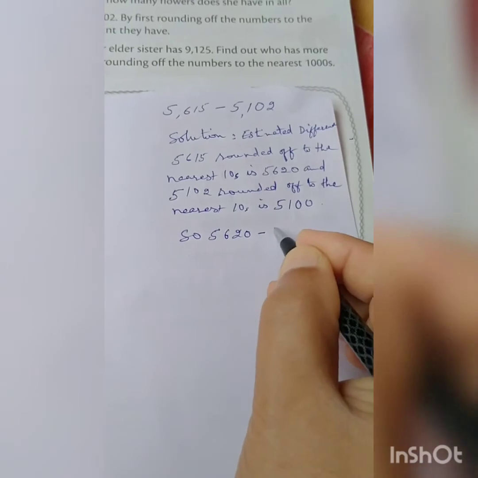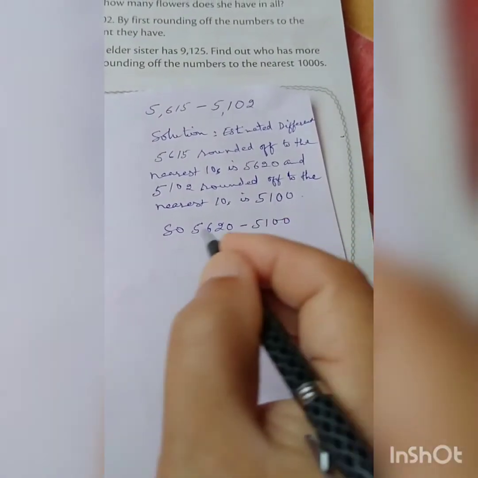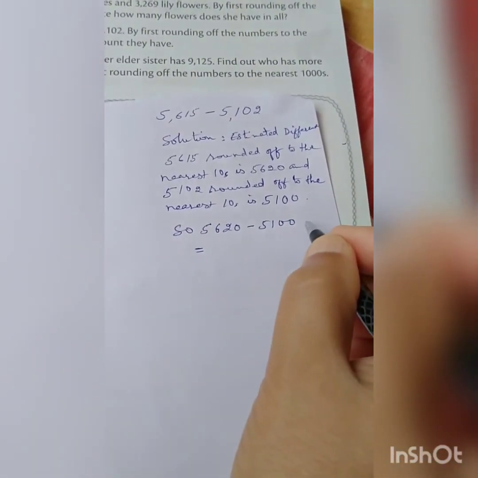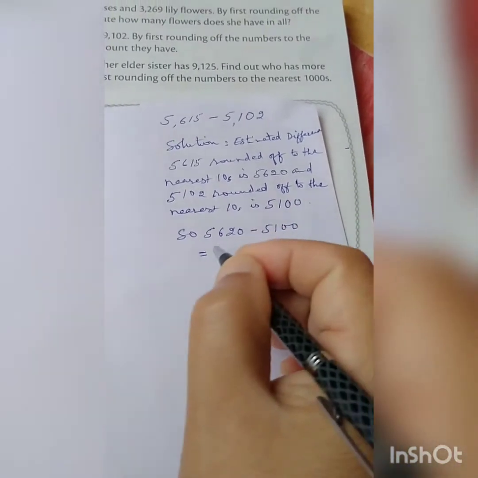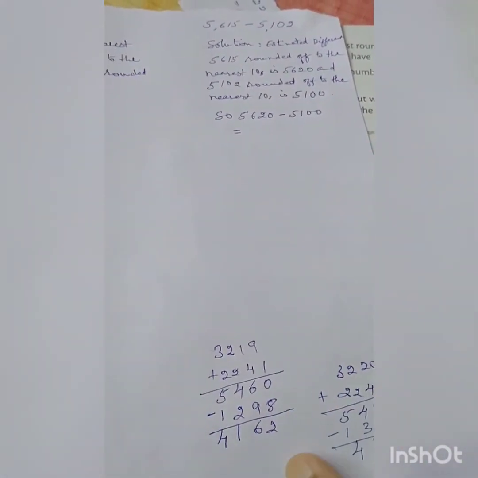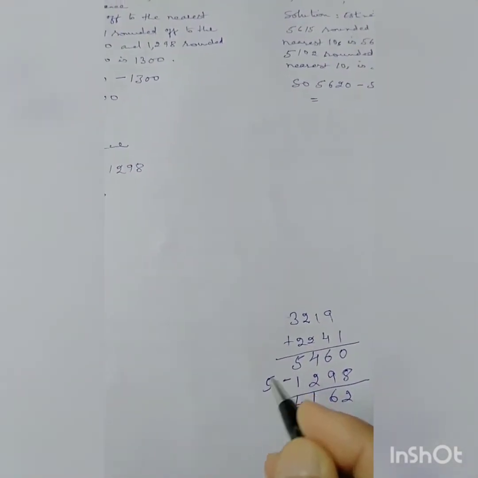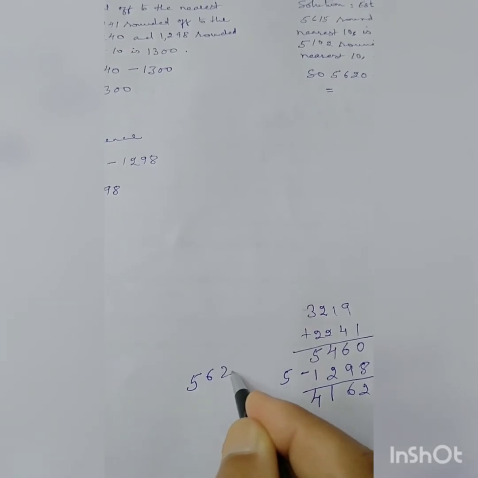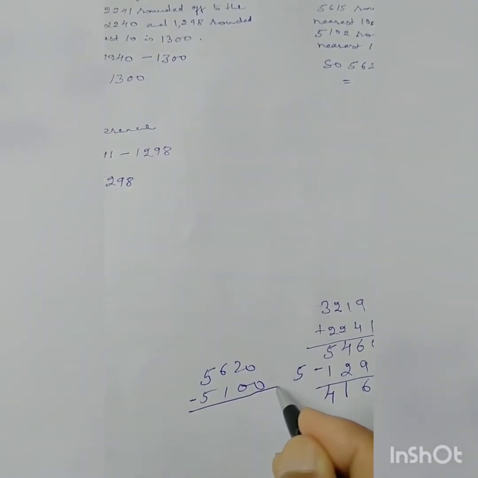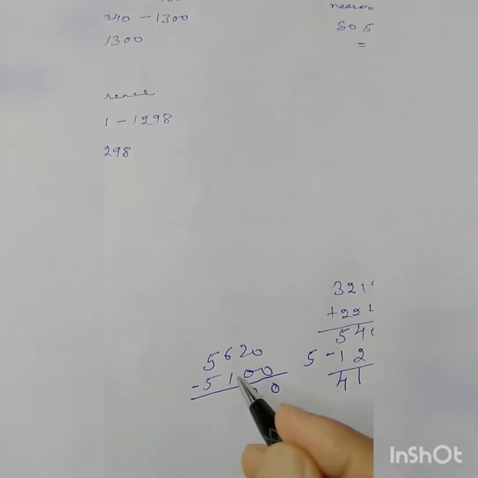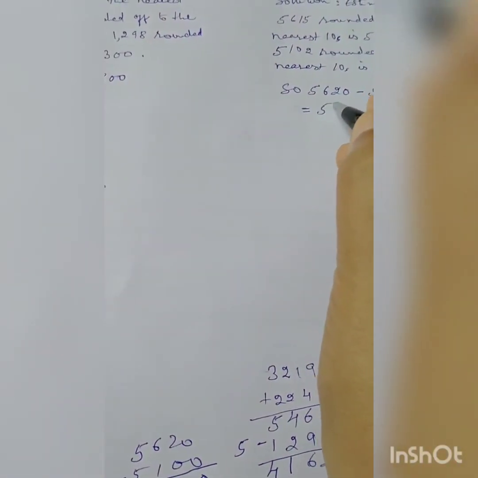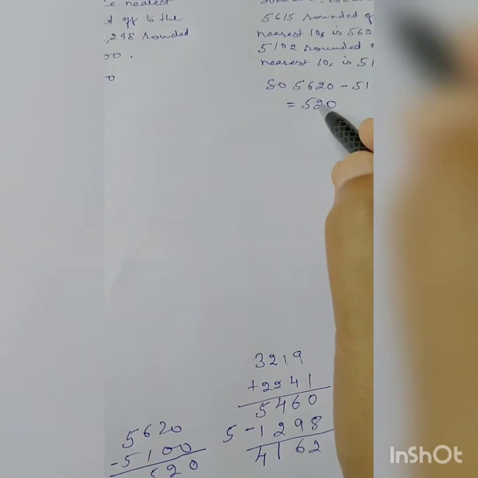5620 minus 5100. So here you can write equals to, or in the same line also, if there is place. It doesn't have enough space, so I'm writing down. Okay, so this we can do here in the rough. I'll show you here. 5620 minus 5100. So 0 minus 0, 0, 2 minus 0, 2, 6 minus 1, 5, so 520 it is coming. So estimated difference is 520.